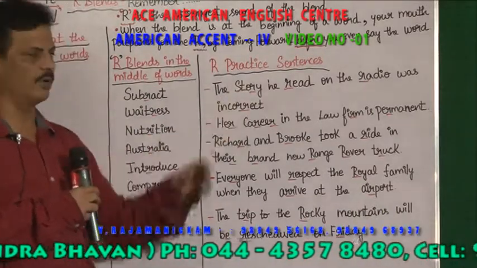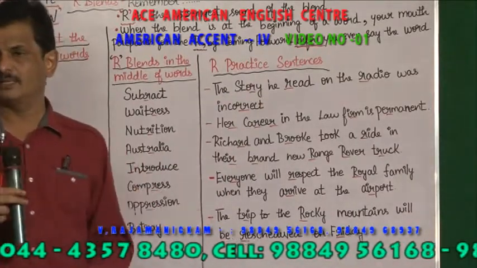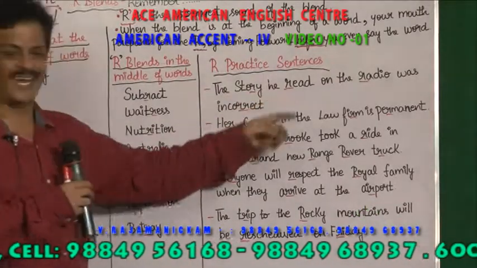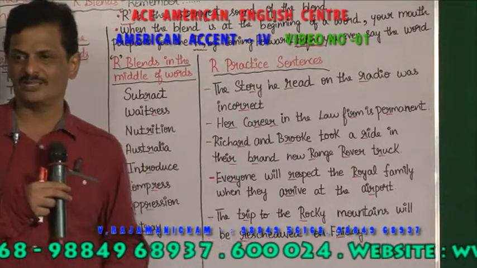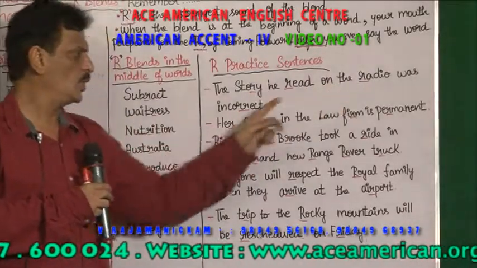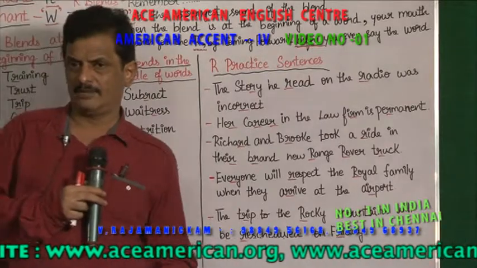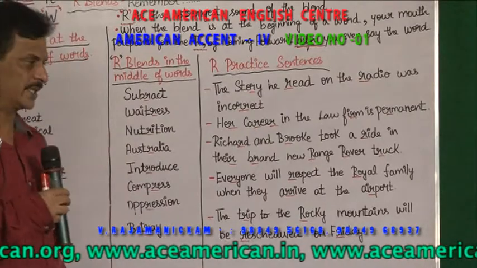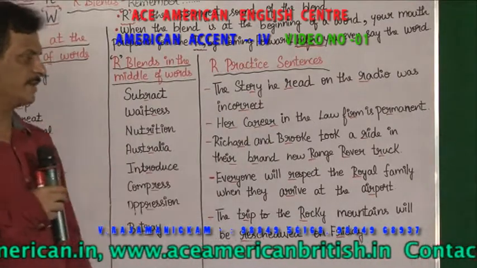The story, O. So after O, after a vowel, R comes, so the O should be what? It has to be tensed. The story. Story. You have to pull the O because R is a voiced consonant. He read on the radio was incorrect. Incorrect. After O, W pronunciation should be pronounced. Wherever you find after O a consonant come, you have to add W. Incorrect. R you are stressing.